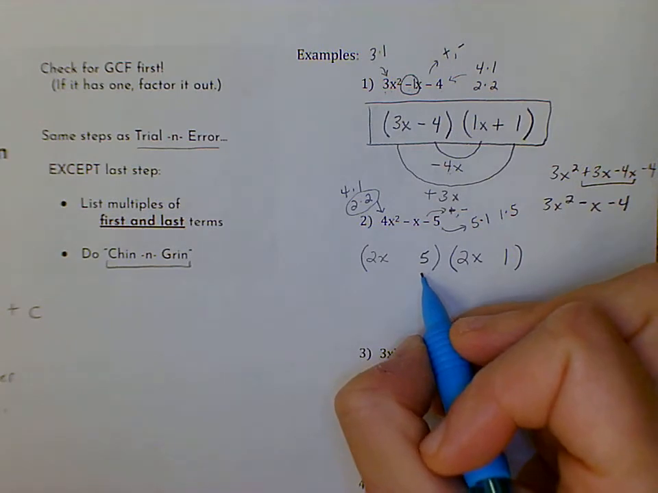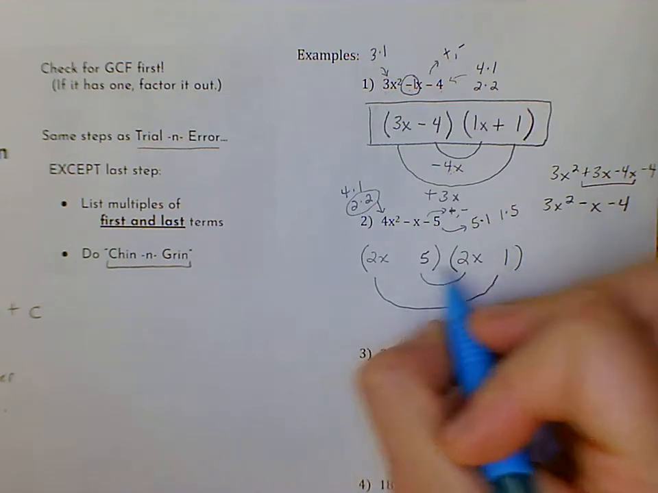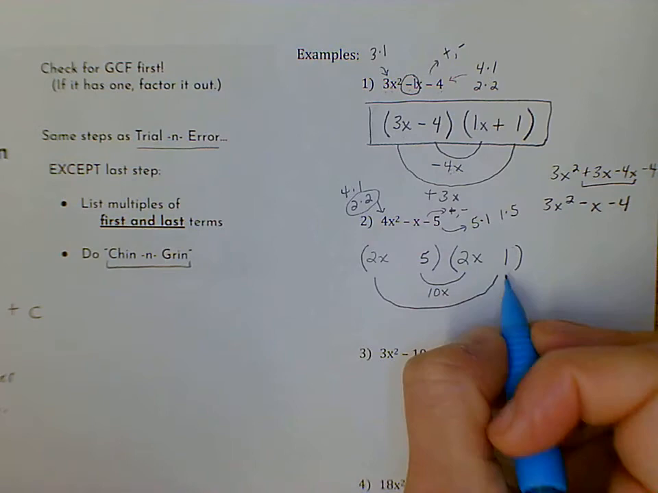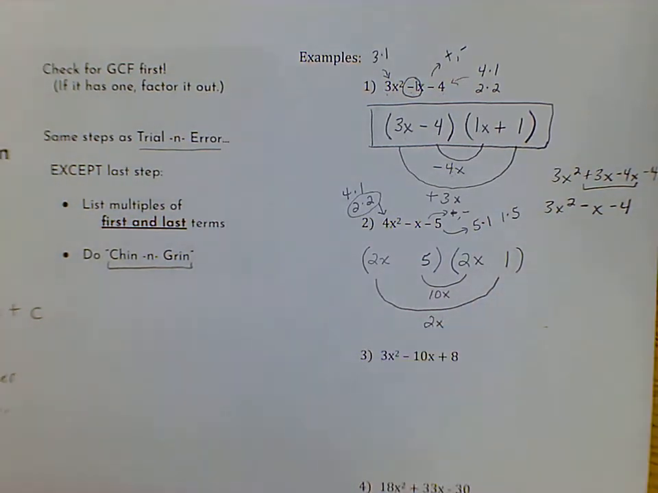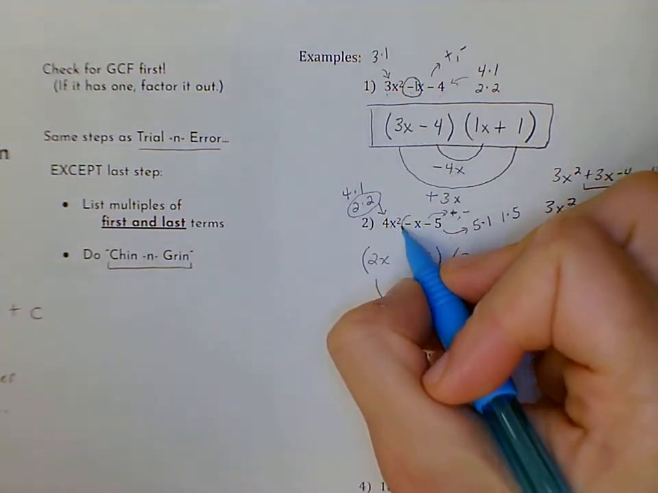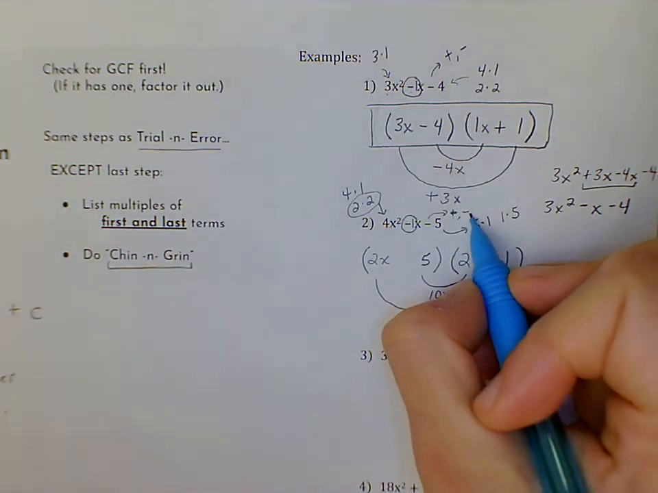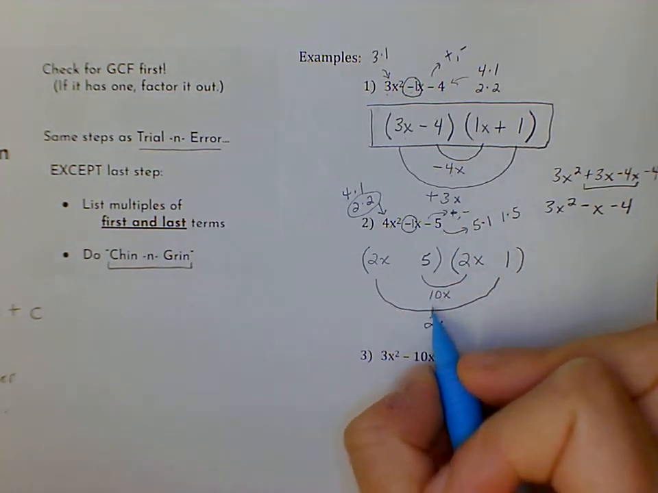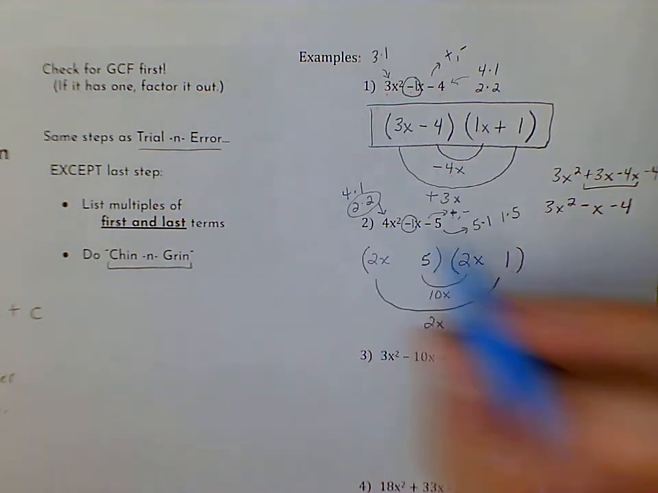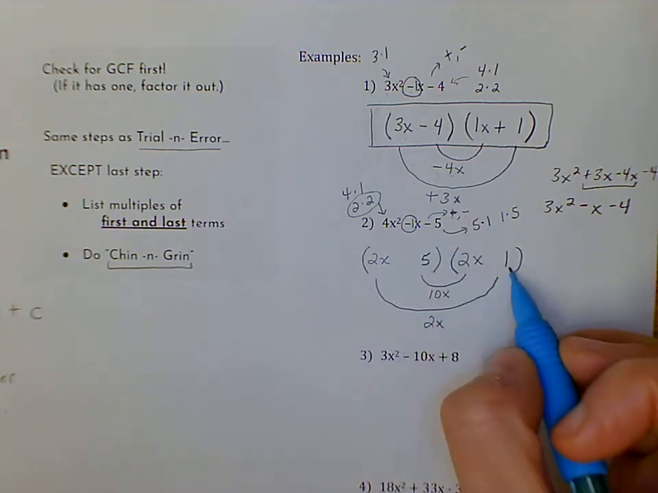So to check it, you do the chin and grin. So I'm going to go ahead and draw my chin and my grin. And then you multiply them. So 5 times 2 is 10x. And then 2x times 1 gives me 2x. And then I'm going to think, when I combine these, we have to get a negative, and that's technically a -1 out of it, okay? And then remember, they have to have different signs. So is there a way I can combine these with different signs that would give me -1? And notice there is not a way to do that. So that means that the 5 and the 1 didn't work.